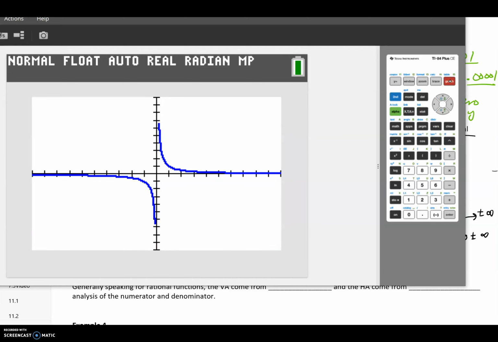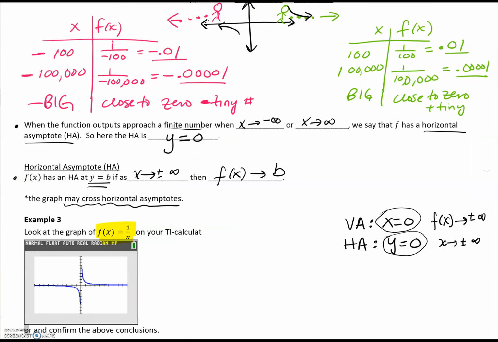And notice, even though the TI looks like it's cutting off the top part and the bottom part, based on our analysis, we know that as I'm walking over from the right of 0, where I'm standing, they go to infinity, and from the left, they go to negative infinity.